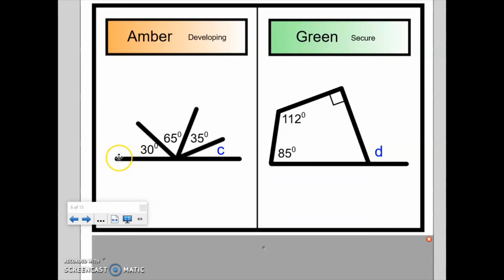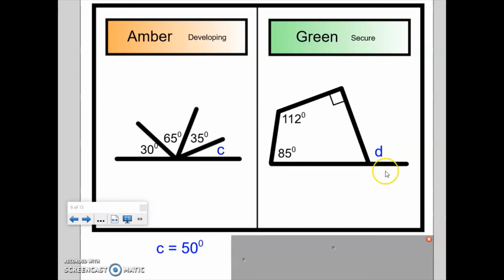Okay, if we look at the first question, we've got a straight line here. So we are aware that to find angle C, all 4 angles here have to total 180. If I add up the 3 angles I'm aware of, the 3 known angles, I get a total of 130 degrees, which I can then subtract from 180. It's going to tell me that angle C is 50 degrees.